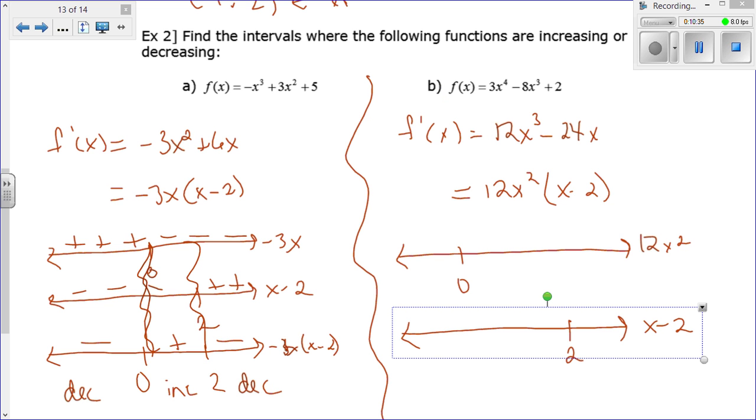Now, if I put in a negative number for x, say negative 5, and I square it, I get positive 25 times 12. That's going to be a positive number. If I put a number in greater than 0, like 2, and I square it, that's 4 times 12, a positive number. So this number line is always positive. Next number line, if I put a number in less than 2, 0 would give me negative. If I put a number in greater than 2, it would give me positive.